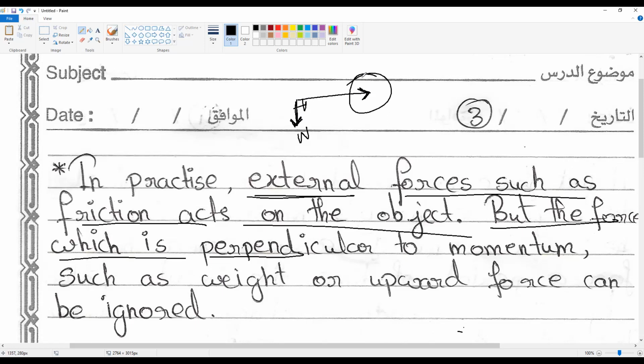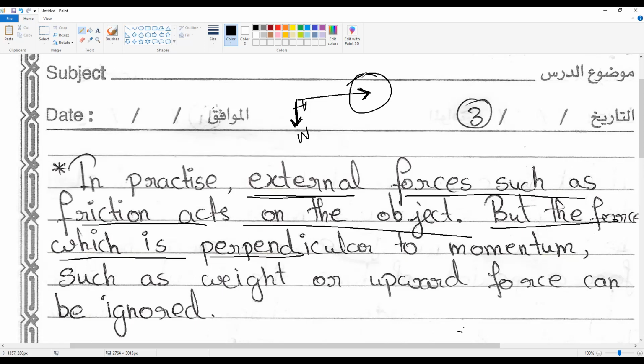Online, is everyone understanding this paragraph? Nafisa? No, friction is not perpendicular. That's the reason we take friction into account. Friction is important. But did I say that weight is important? For conservation of momentum, weight is not important. Weight can be ignored because it is perpendicular to the direction of momentum.